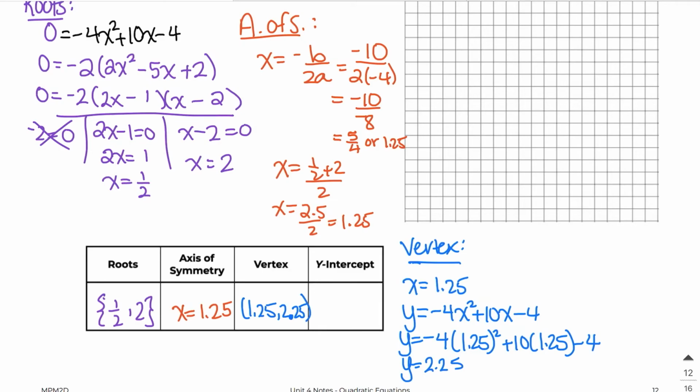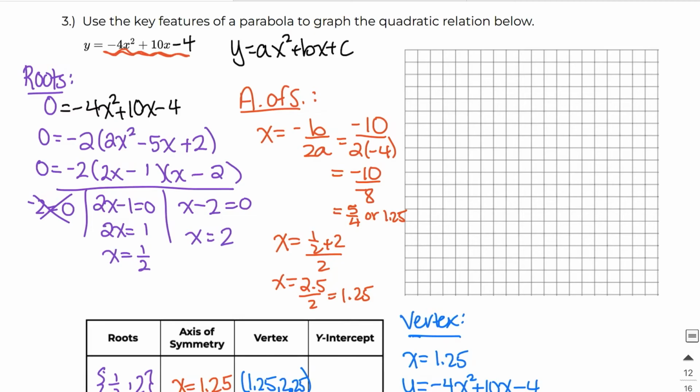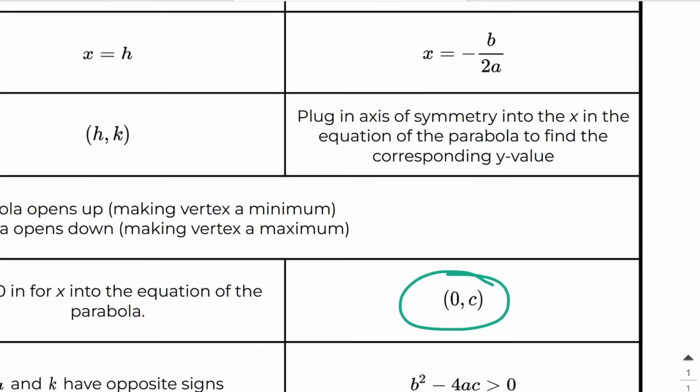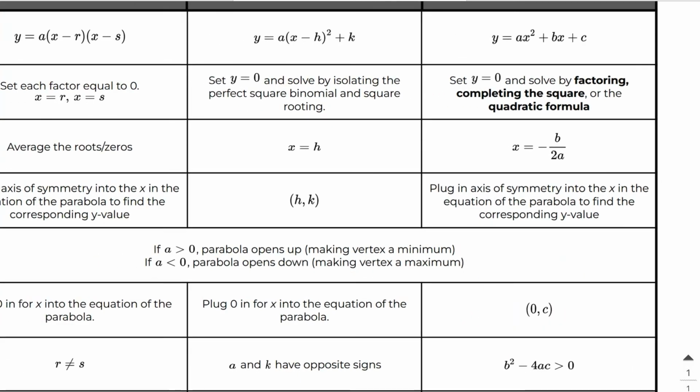Okay, and then lastly, I have to find my y-intercept. Now, for my y-intercept right here, this tells us that the y-intercept will happen at 0, c. But let's talk about why it happens at 0, c. So here, remember, our y-intercept will always happen when x is 0. So here, I would do y equals a times 0 squared, no matter what a is, plus b times 0, no matter what b is, plus c. And this cancels, and all I have left over is the c. So here, the y-intercept is going to be at c.